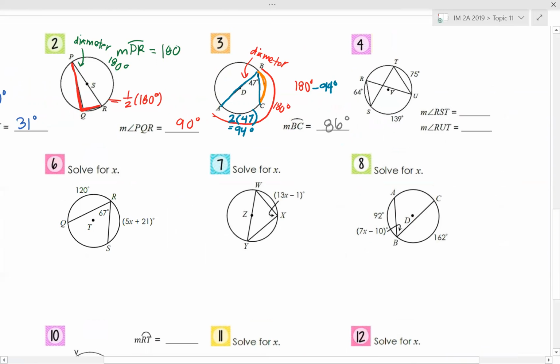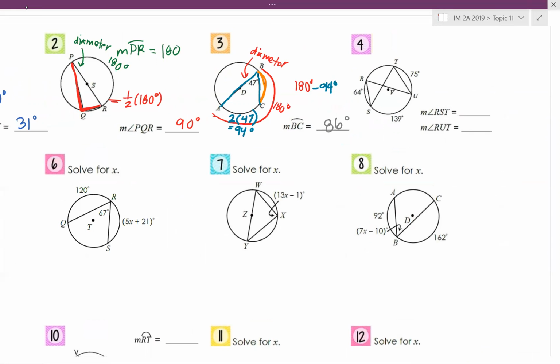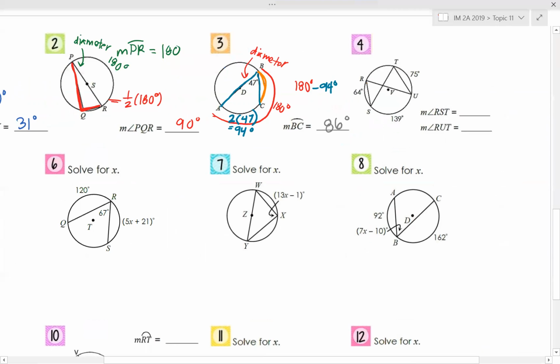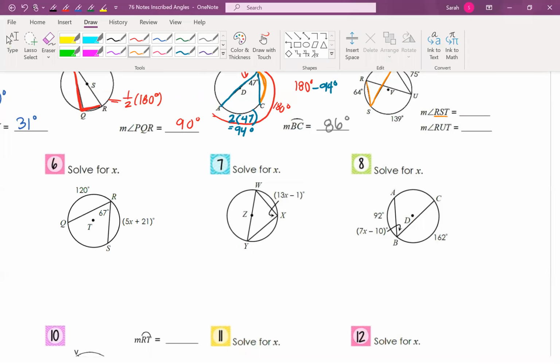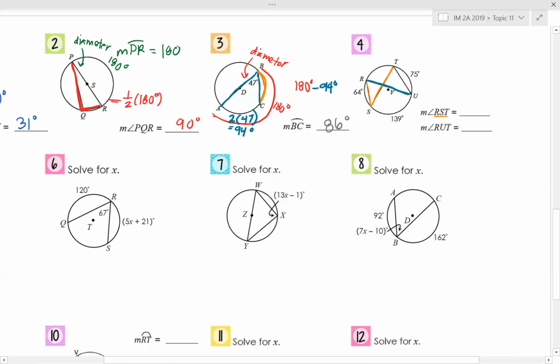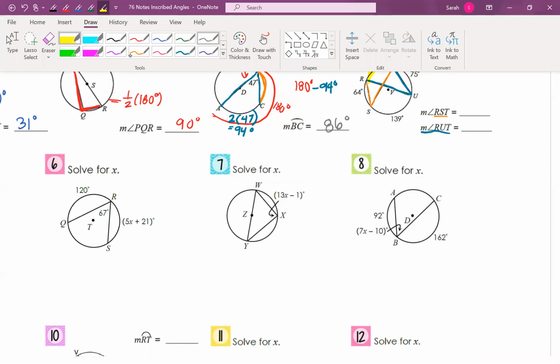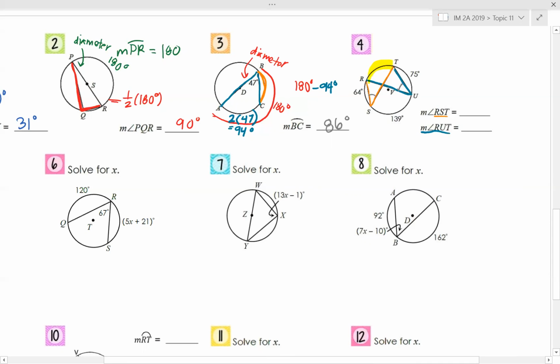Okay, so for this one, I'm trying to find the measure of angle RST. So RST is this guy here. They also want us to find the measure of angle RUT. So what we should notice is that RST and RUT both open up to the arc RT. So if we find the arc RT, we just have to take half of that to find both of these angles. So we can see that because they both open up to that same arc, they're actually congruent. So once I find one of them, I'm finding the other.